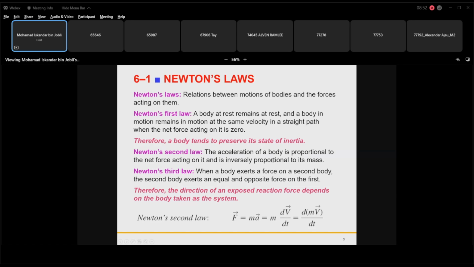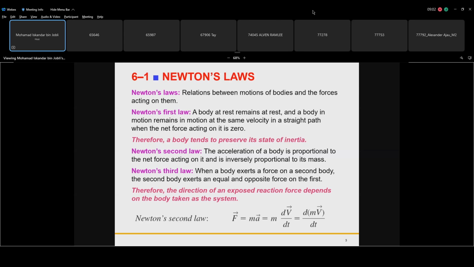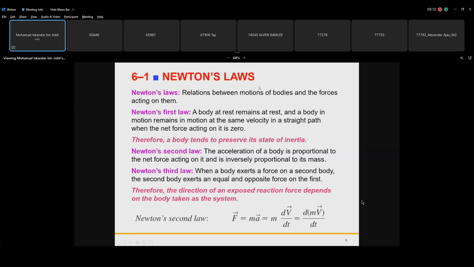Right, so these are some explanations, some theoretical stuff. It's not going to come out in the test, to be honest, right? But I would rather you understand what they mean. Okay, Newton's law, relations between motion of bodies and forces acting on them, right? Newton's law is talking about the motion of bodies and forces acting on them. You have a body and you have forces acting on them, right?